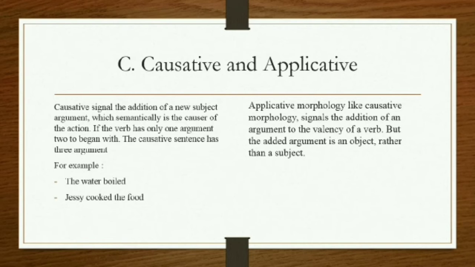Okay, applicative is morphology that, like causative morphology, signals the addition of an argument to the valency of a verb, but the added argument is an object rather than a subject. For example, I cooked some food.